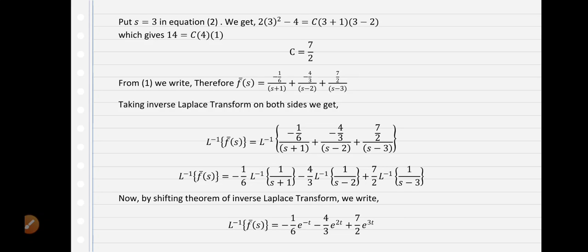This type of examples are the favorite examples of the paper setter of the university question paper of Engineering Mathematics 3. So there will surely be one example based on this method, and hence you have to be very good at this method. Now one more example.